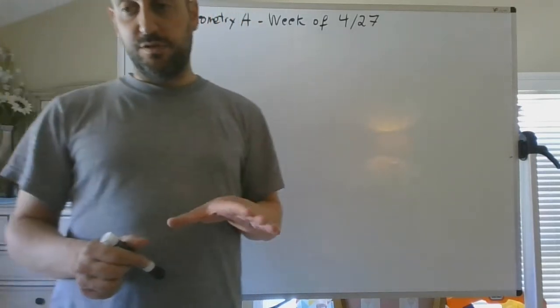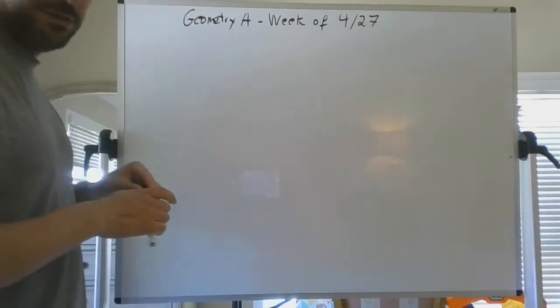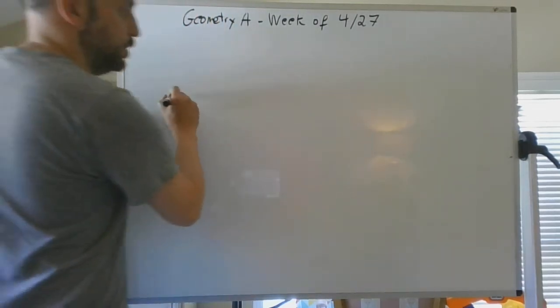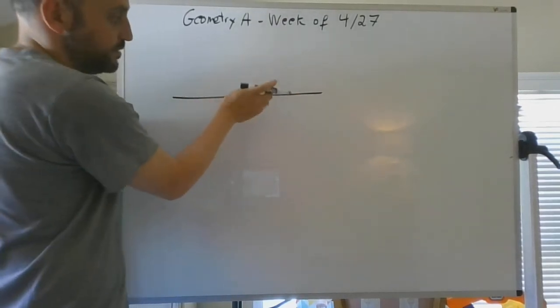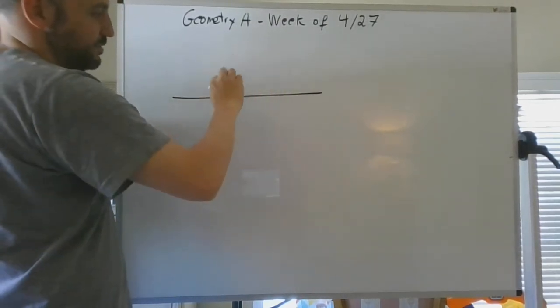All right, there's quite a few things to go over. First things we learned, I'll just kind of review. We have a line, a straight line. A straight line is 180 degrees. It goes from 0 to 180.